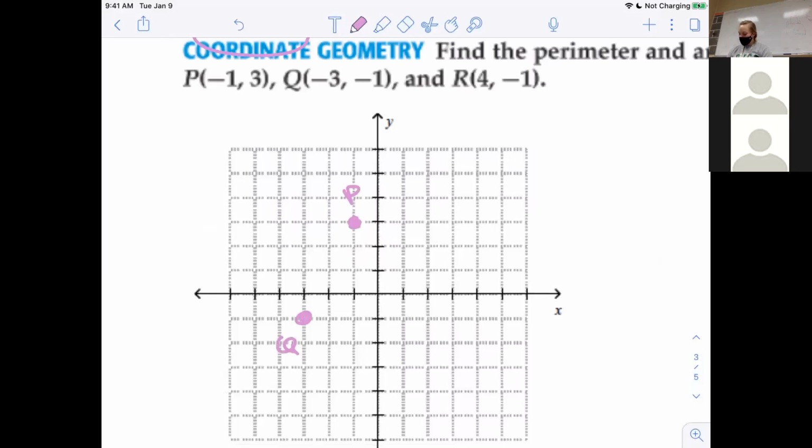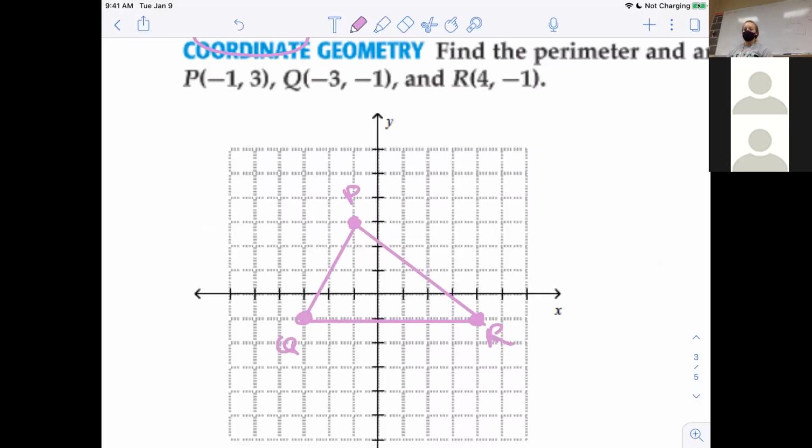R is at 4, -1. Oh, and that's it. I don't know why my intonation actually looks like there was more points. That's it. Connect your dots. We now have a triangle, and we want to find the perimeter and area of it.